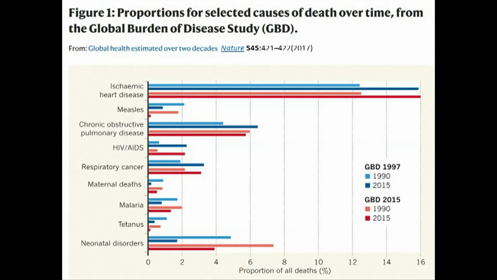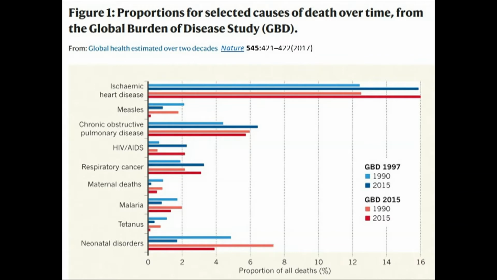And I was asked to write a commentary on the 20th anniversary of GBD in 2017, and this is a figure from that. It's quite interesting because I've looked at GBD estimates that were made in 1997 for 1990 and 2015. So that was looking back a bit and looking forward quite a long way. That's the shades of blue, okay? And then the GBD estimates that were made in 2015 for 2015 and looking back to 1990.